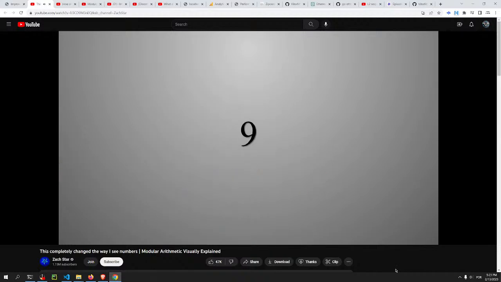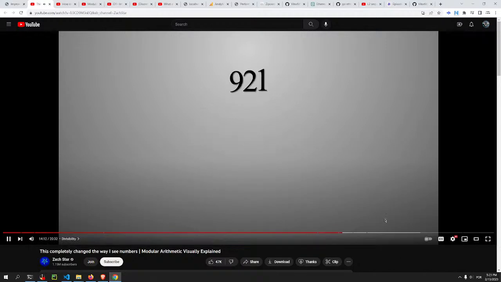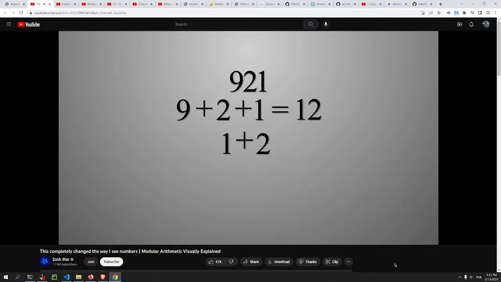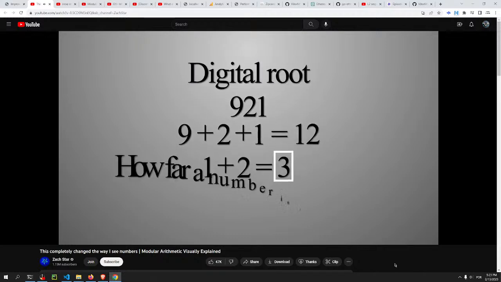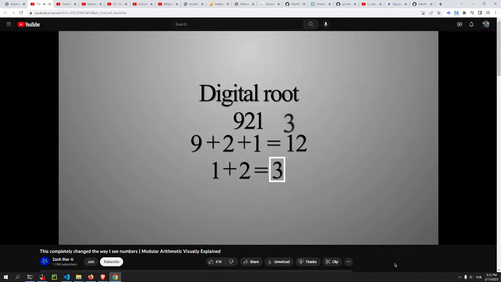A slightly more official term for working with 9s, though, is the digital root. To calculate the digital root of a number, let me just show an example. If we want to find the digital root of 921, let's say, we just add the digits together, giving us 12. We then add those digits together, giving us 3. Once we're down to one digit like this, we have the digital root. The cool thing about this is that it tells us how far a number is from being divisible by 9, aka the remainder. In this case, we see that 921 minus 3 is divisible by 9, which you now also know because of the digit summation.